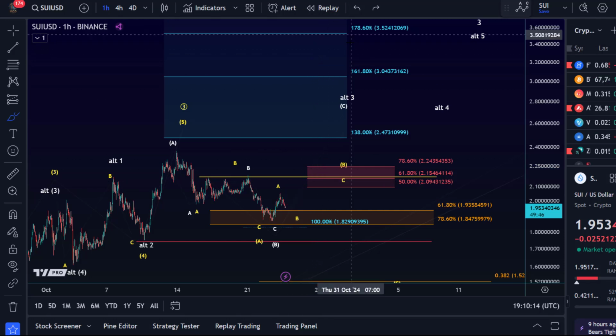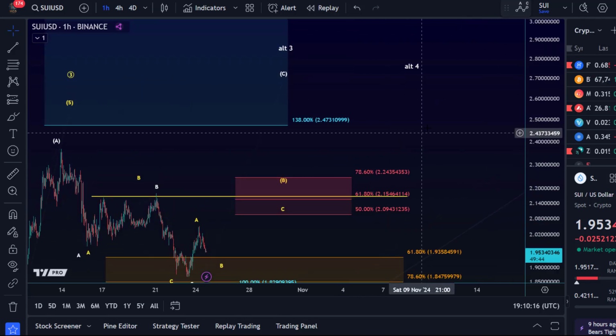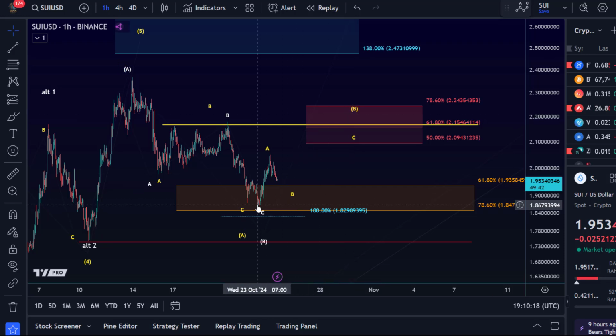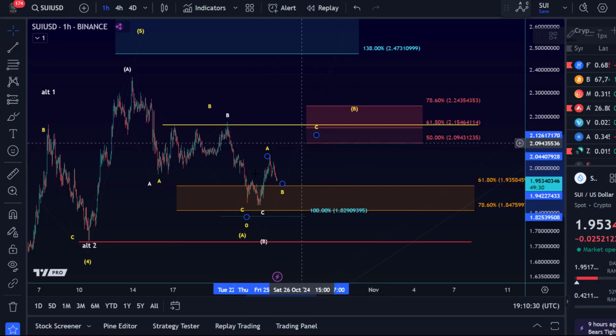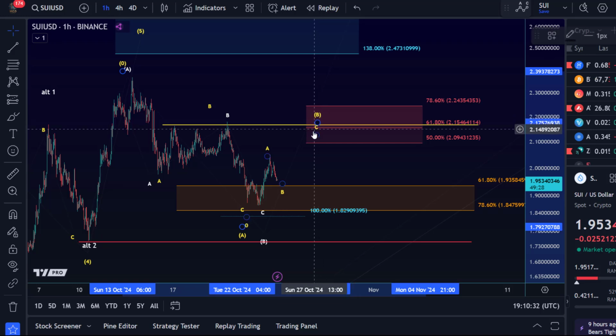So my idea already yesterday was that we could have started the B wave. I mentioned this here might be the A, this here might be the B. So as long as we're holding the 23rd of October low that is located at 1.86, the C wave to the upside could come next. And if there is another 4-5 pattern, great.